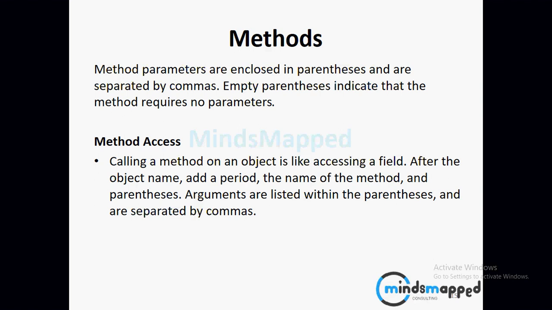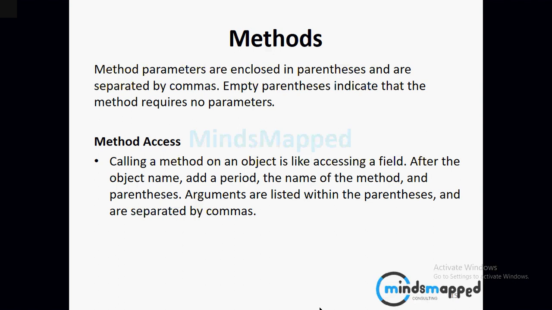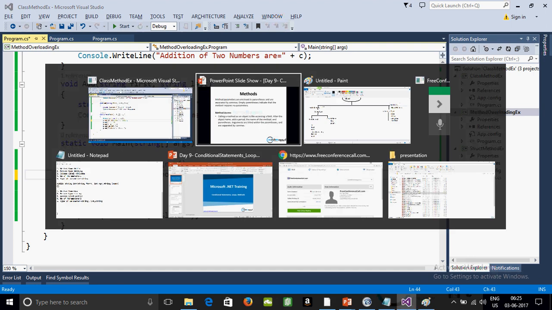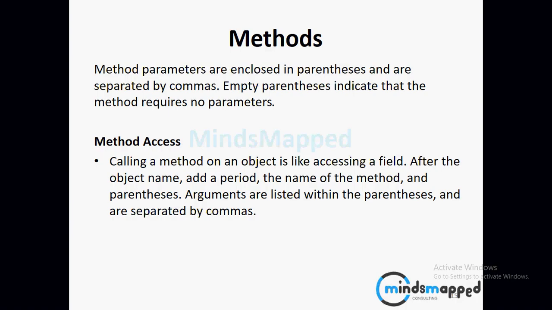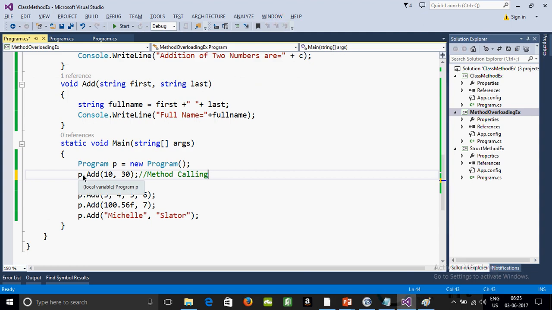Method access, calling a method. So how can we call a method? We can call a method this way, p dot add. So this is called method calling. And the above statements are called the method declaration, where I declare my method. Calling a method on an object is like accessing a field. After the object name, add a period, the name of the method, and parentheses. So object name means the class object, then the period means this dot, then the method name, then parentheses, and within this we define the number of parameters and the values of those parameters.